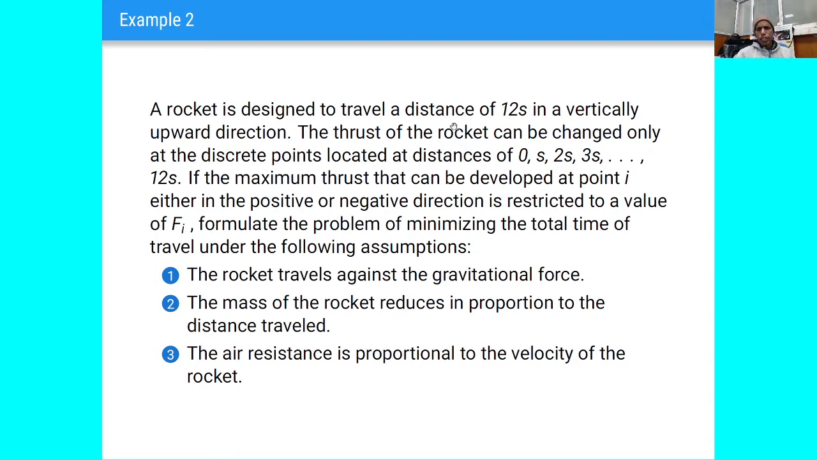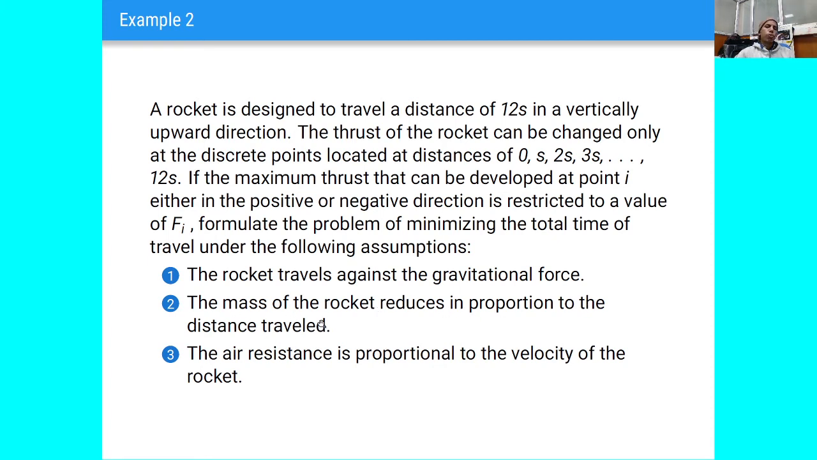Okay, and there are other conditions also. If the maximum thrust that can be developed at point i, either in positive or negative direction, is restricted to a value of Fi, formulate the problem of minimizing the total time of travel under the following assumptions. The rocket travels against the gravitational force. Okay, it is quite natural. The mass of the rocket reduces in proportion to the distance traveled. So the mass is reducing in proportion to the distance traveled.